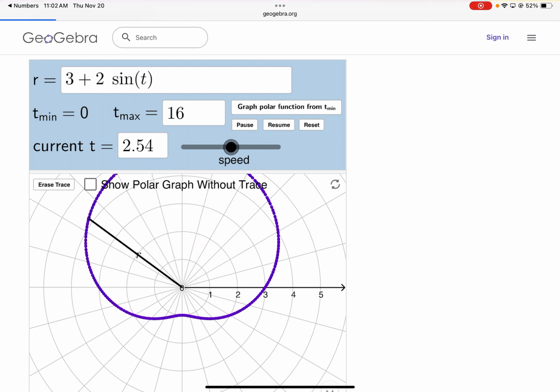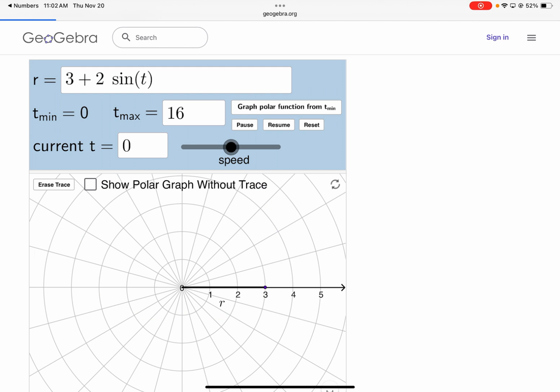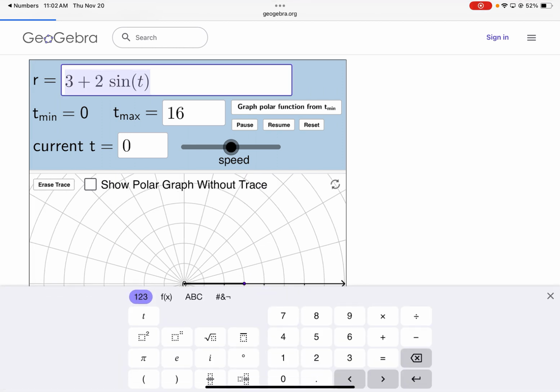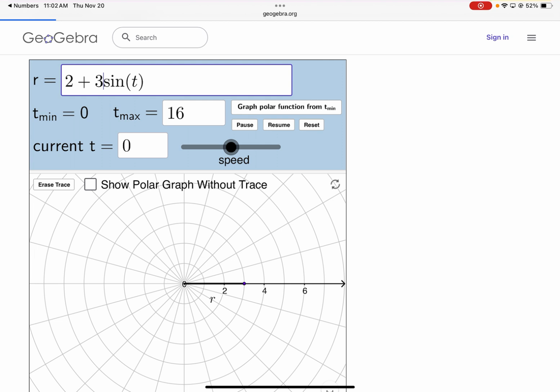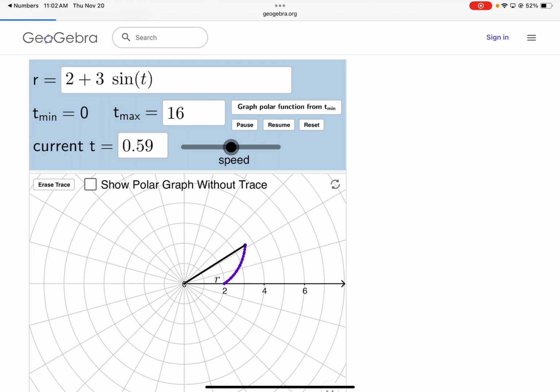All right, and then let's say we switch it. Pause, reset. Let's go 2 plus 3. These are the fun ones. This is the limacon with a loop. Okay, watch this. Passes through the pole, loops around, passes through the pole again. Again, loops around, passes through the pole a second time.